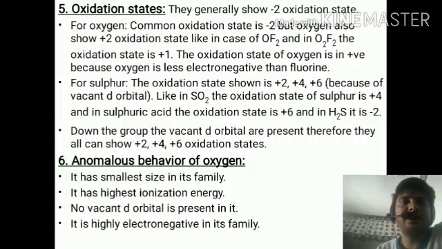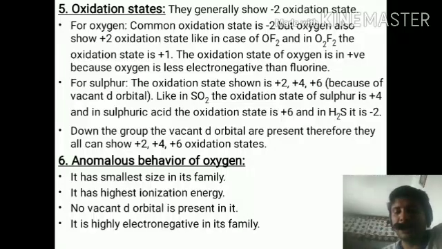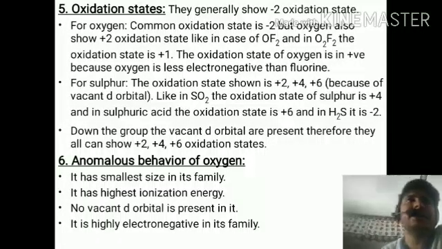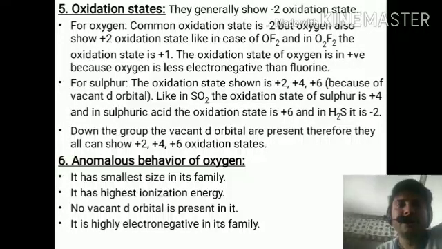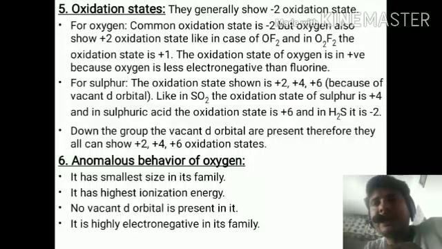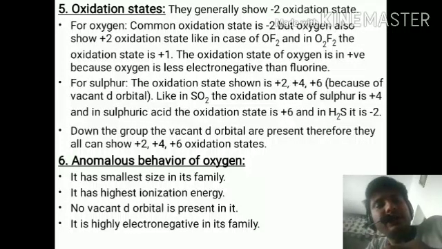Now the anomalous behavior of oxygen. How does oxygen show anomalous behavior? Because it is small in size, it does not contain a vacant d orbital, it has the highest electronegativity, it has the highest ionization energy, and it has the ns. That's why oxygen shows anomalous behavior in its group.